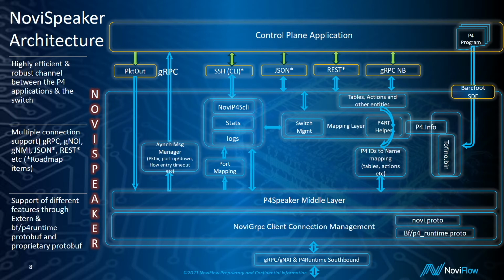That layer provides support of either BF or P4 runtime protobuf file along with the Novi protobuf file, and it's really amazing to see that NoviSpeaker supports two different protobuf files at the same time. One is the standard P4 or BF protobuf, and another one is a proprietary protobuf file from NoviFlow.